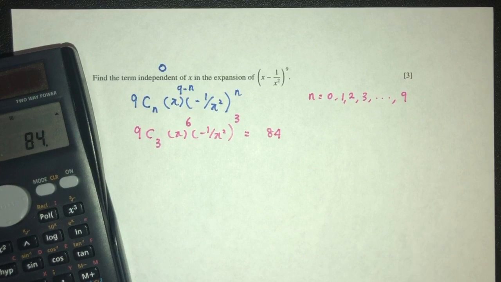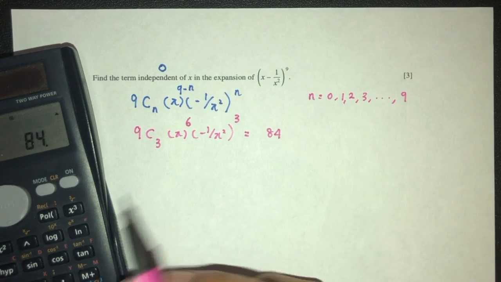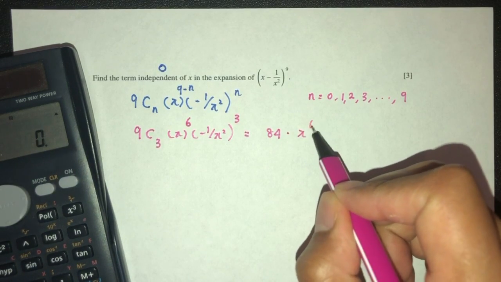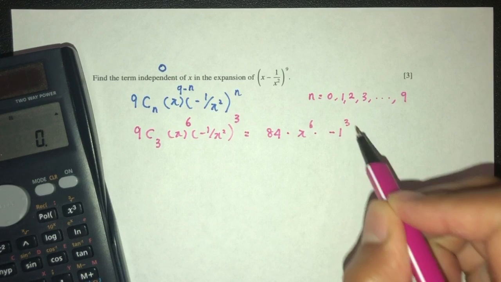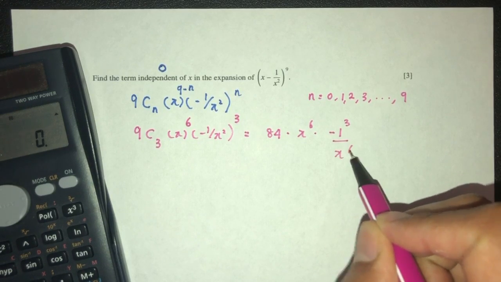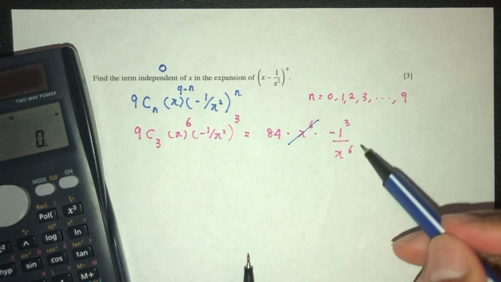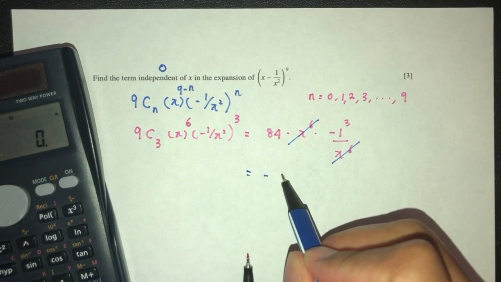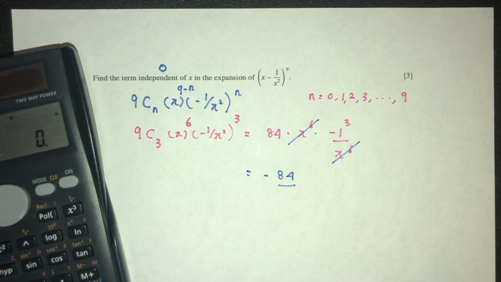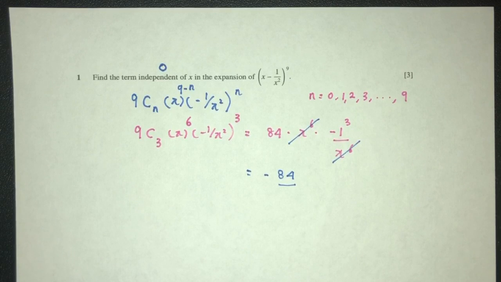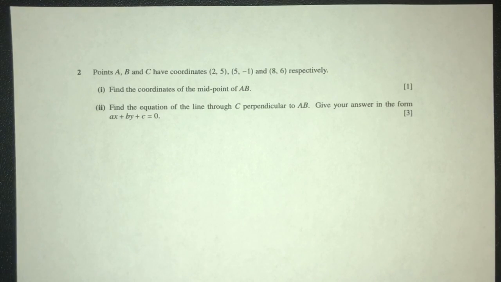Now again, if you don't know how to choose that, you can always expand everything, right? And then choose the term which has no x. Here you have x power 6, and that will be minus 1, this, and that will be x power 6. So this and this will cancel out, so obviously you will have minus 84 as the term without x, or independent of x. Let's move on to the next question.